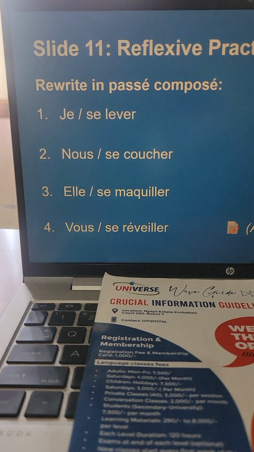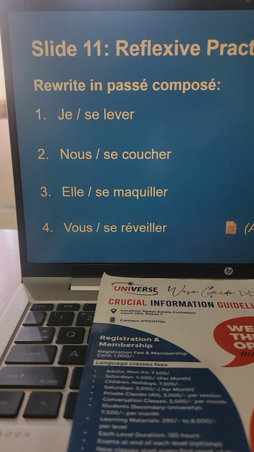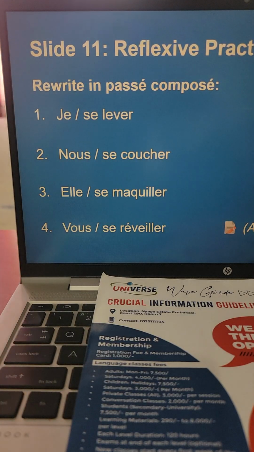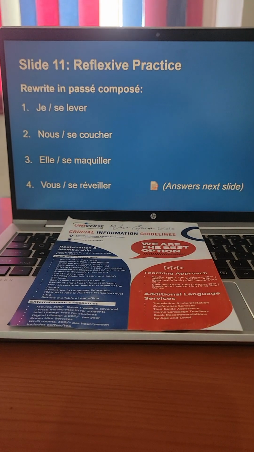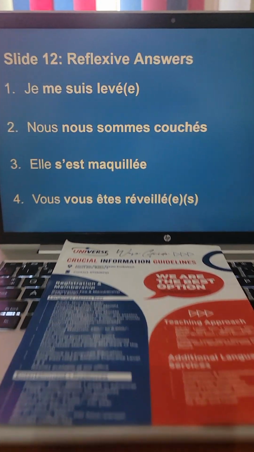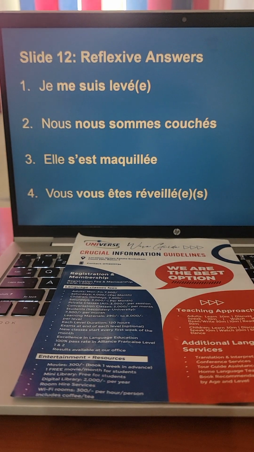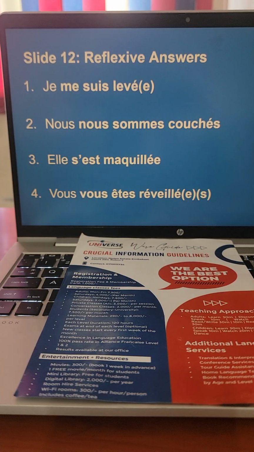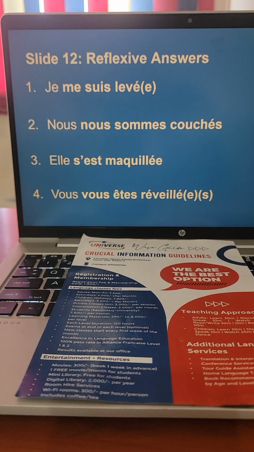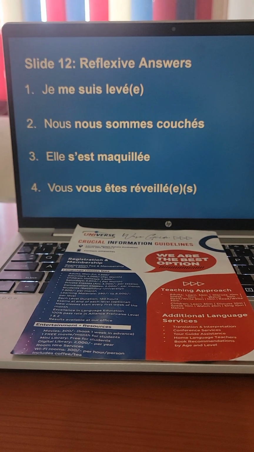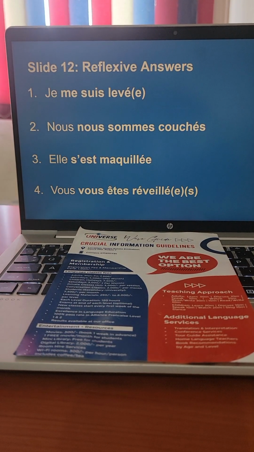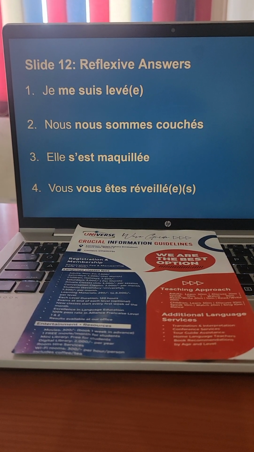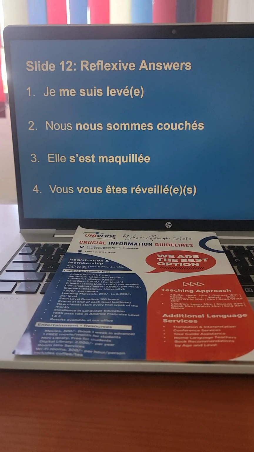Je goes with which reflexive pronoun? Remember that we're using être, all, everything. And then when we're done, you see the answers there. Je me suis levé. If you're a lady, you have an E there. Nous nous sommes couchés. Elle s'est maquillée. Vous vous êtes réveillé. Voilà.